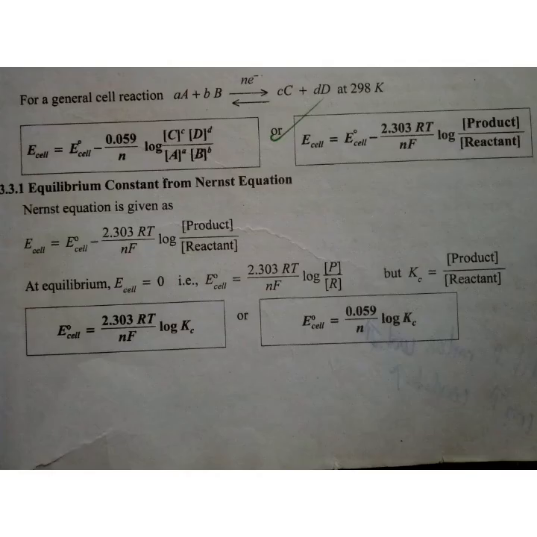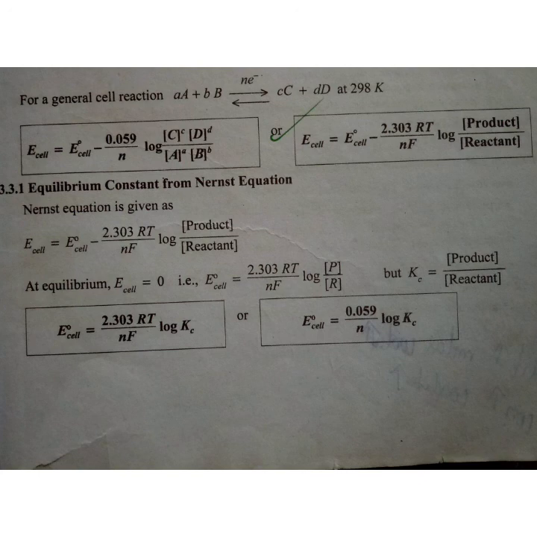Then the general representation in the form of the zinc and copper reaction: E cell is equal to E0 cell minus 0.059/2 log [Zn2+]/[Cu2+] at 298 Kelvin, where n is equal to 2, that is, the number of electrons passing through this electrochemical reaction is 2, so n is equal to 2.